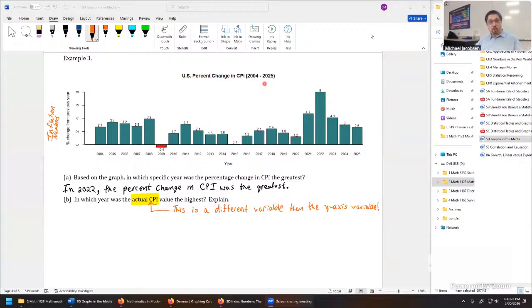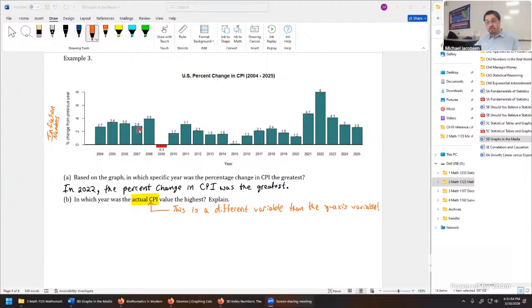You're close. It's not quite 2022, but you're on the right track. CPI 2004, well, let me start this way. CPI 2005 went up because the percent change was 3.4%. So it actually went up. The CPI in 2006 went up as well, not by as much, but because the change was 3.2%, that's how much it grew by.